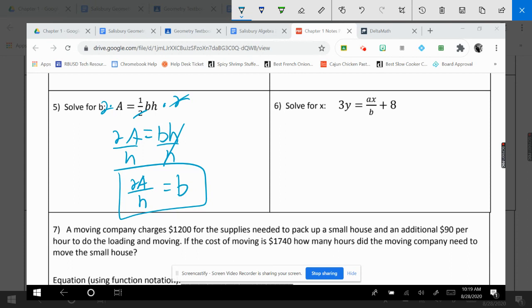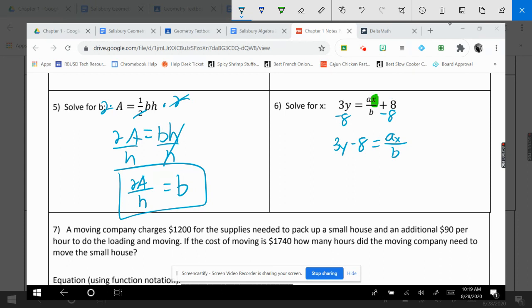Number 6, we're trying to isolate x, so this is our target. Working our way outside in, so we're going to start over here and work our way into where the x is. Subtract 8 on both sides first. 3y minus 8 is equal to ax over b.